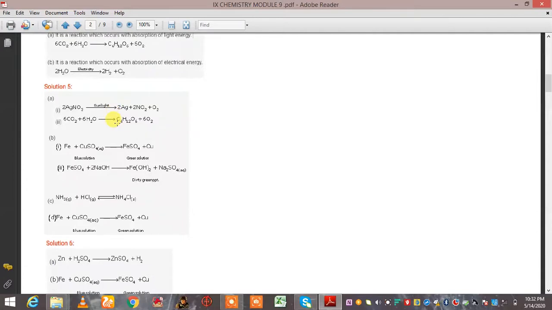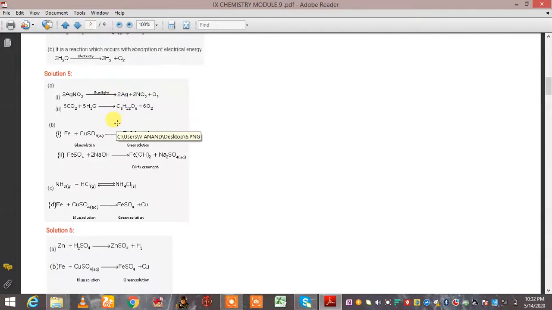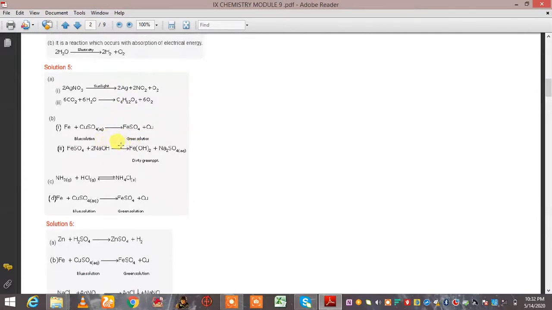Then next is, give the example where the color changing exactly happens. So this is the reaction where blue solution of copper sulfate turns into green solution of iron sulfate.